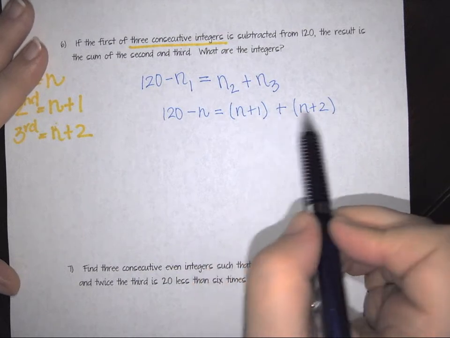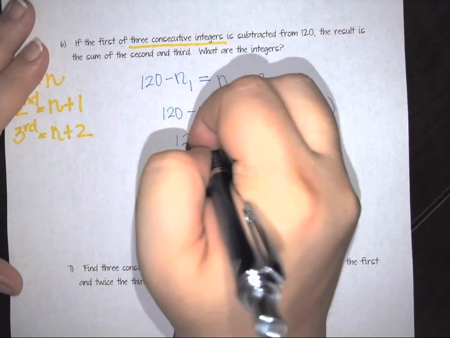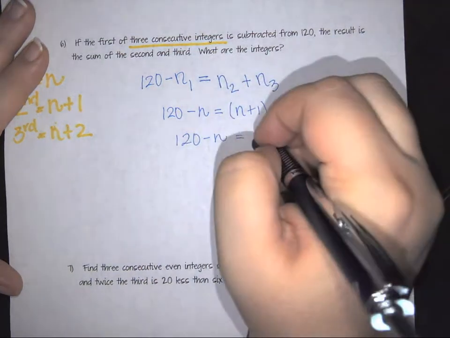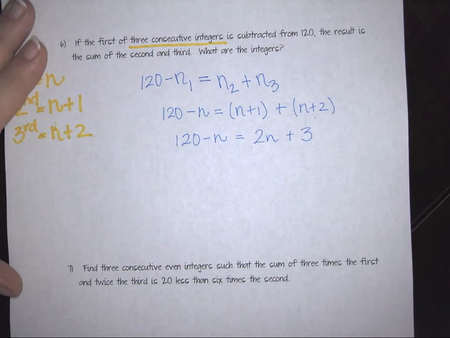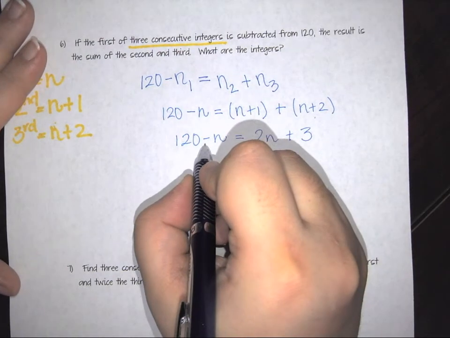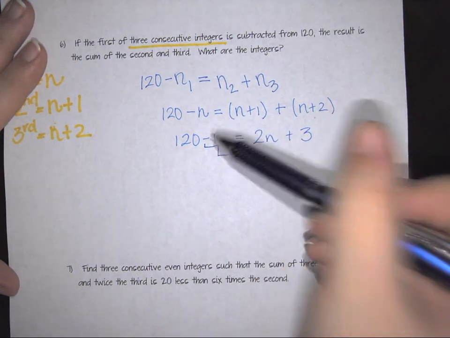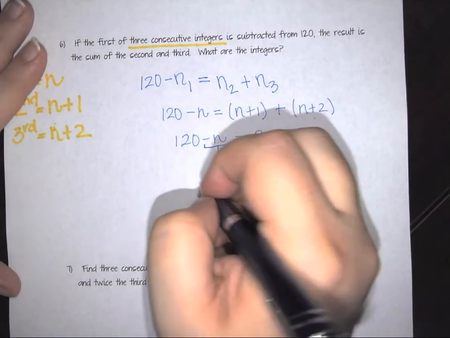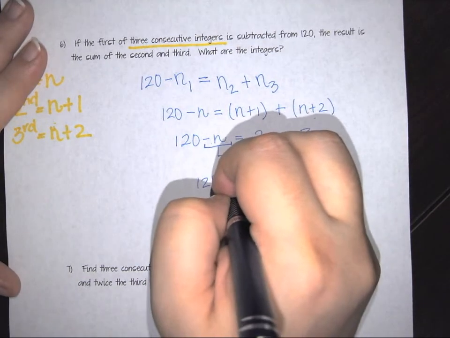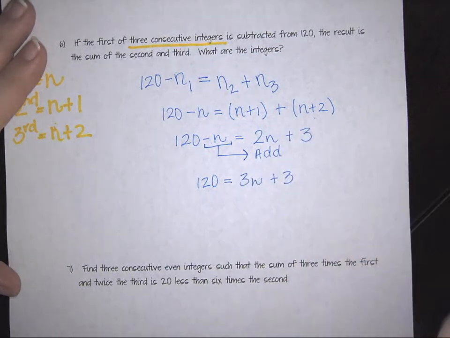Since I'm adding these two together, the parentheses go away, and we have 120 minus n is equal to 2n plus 3. And then I would take this n here and I would move it. Because it's being subtracted, to move it I have to add. So this is going to be 120 is equal to 3n plus 3.